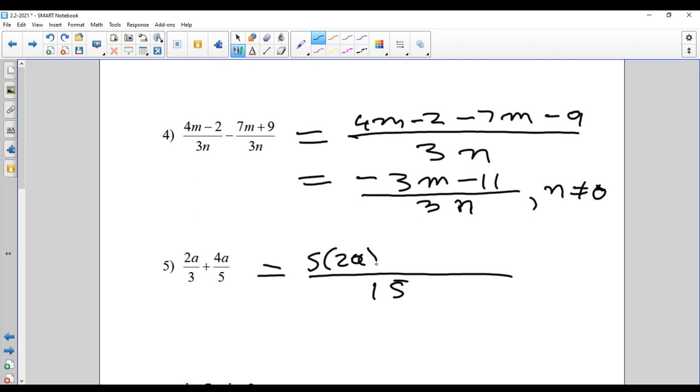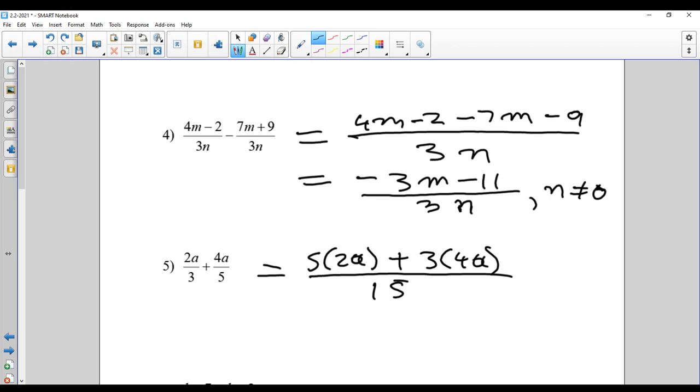It's a plus. Let's put the plus in. What do I multiply this 5 by to get the 15? By 3, yes. So we're going to multiply the top by 3. So it's 3 times 4a.